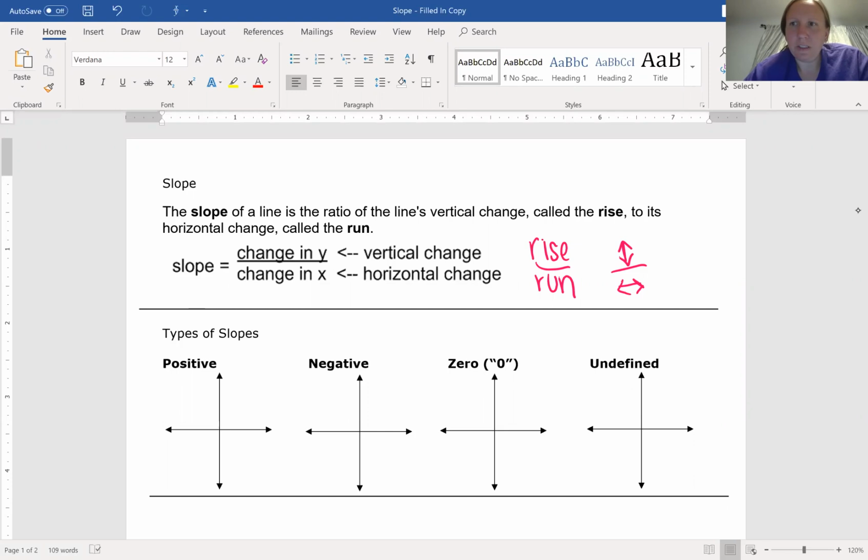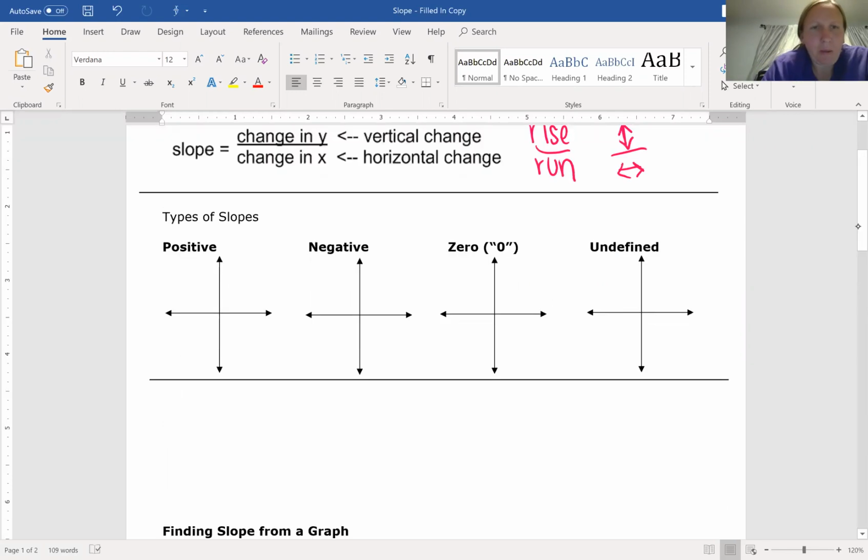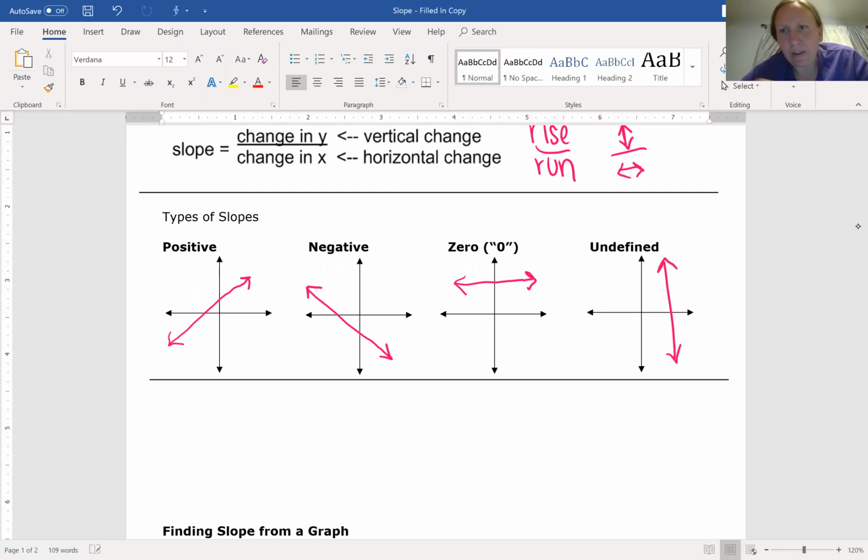There are four different types of slope. A positive slope is going to start lower, and as you work your way to the right, it gets higher, it goes up. Negative slopes, if you're looking at the left side of the graph, start higher, and then as it goes to the right, it goes down. Zero slope is a flat horizontal line. An undefined slope happens when we have a vertical line.